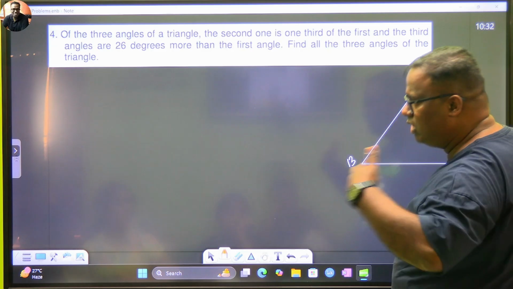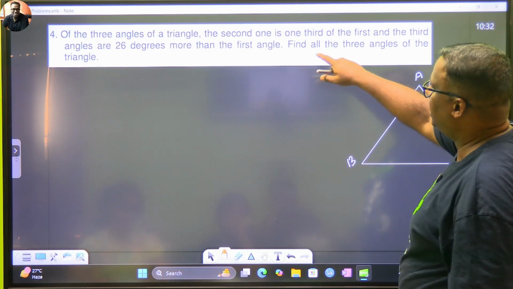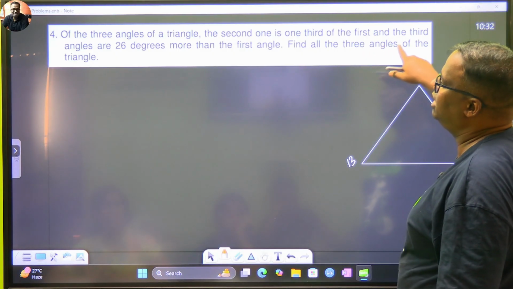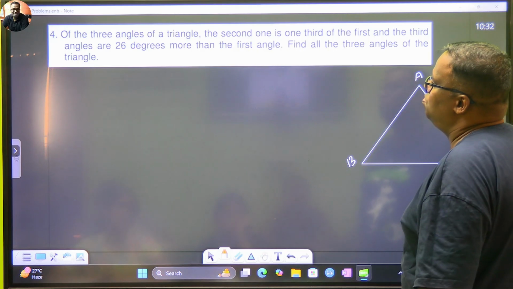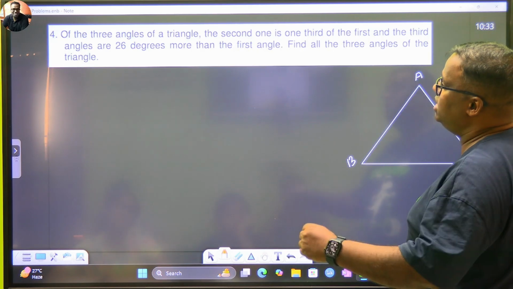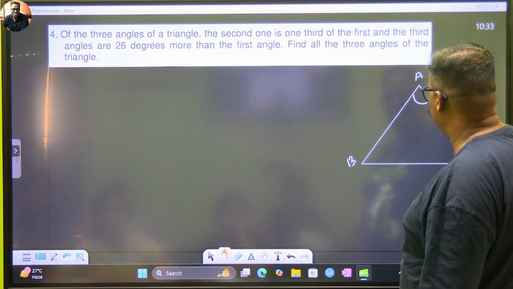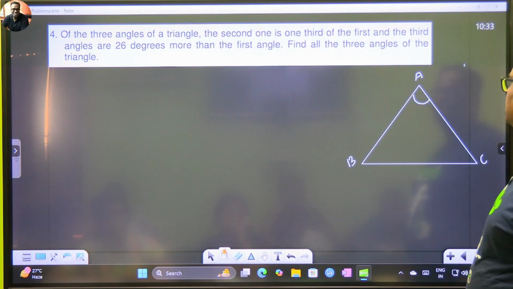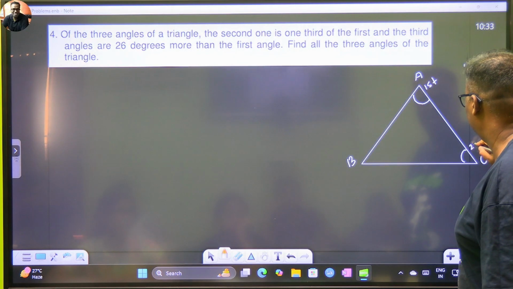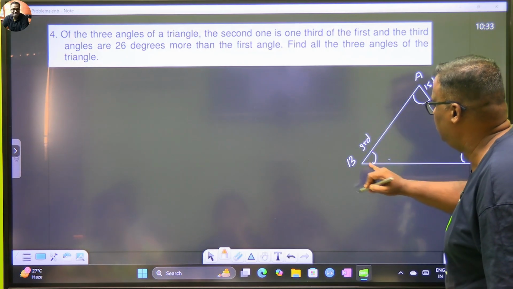Try to read the question as many number of times. Break it into your mother tongue or a language that you understand. The second one is 1/3 the first, and the third angle is 26 degrees more than the first angle of the three angles of a triangle. So 26 degrees more than the first angle. So let us say this is our first angle. Let's just assume this is my first angle. And then I can take any one as my second angle and any one angle as my third angle. Your choice, children. You could have started with first here also.